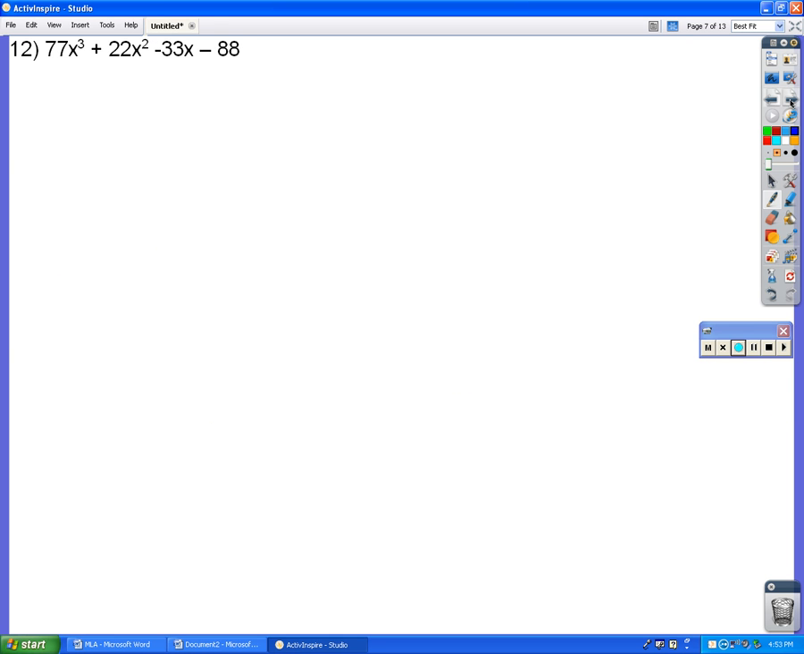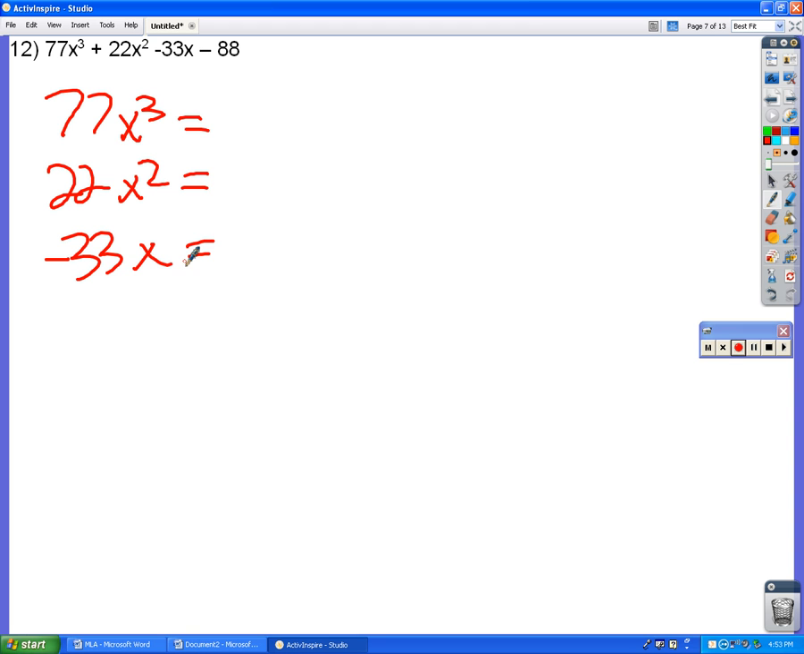Alright, so let's look at the next one. That is pretty much the same kind of deal. So I need to factor 77x cubed. I need to factor 22x squared. I need to factor negative 33x, and I need to factor negative 88.